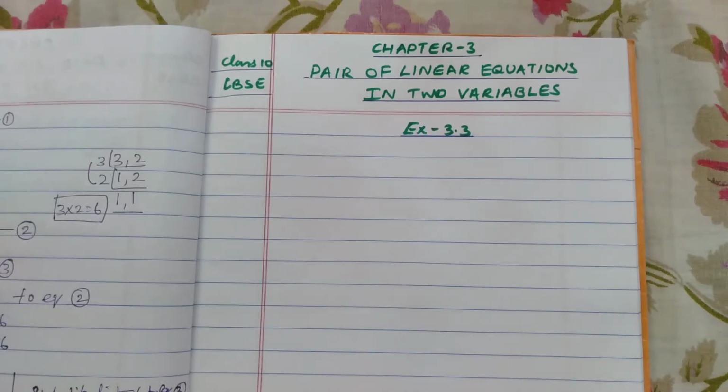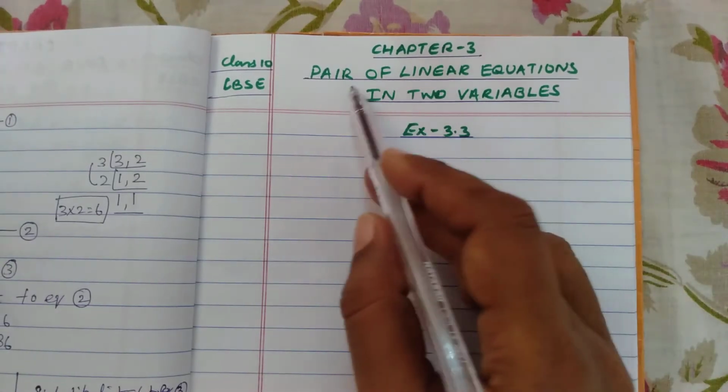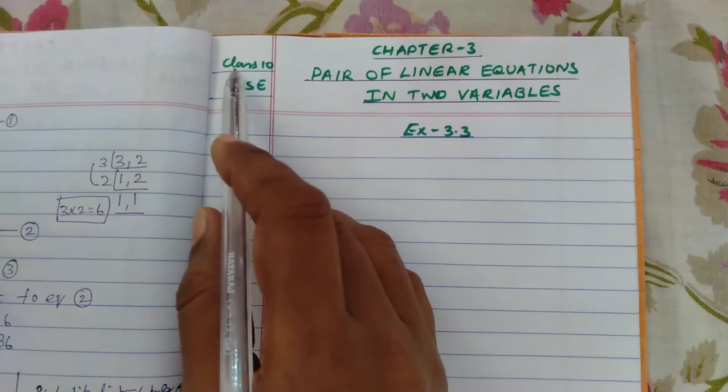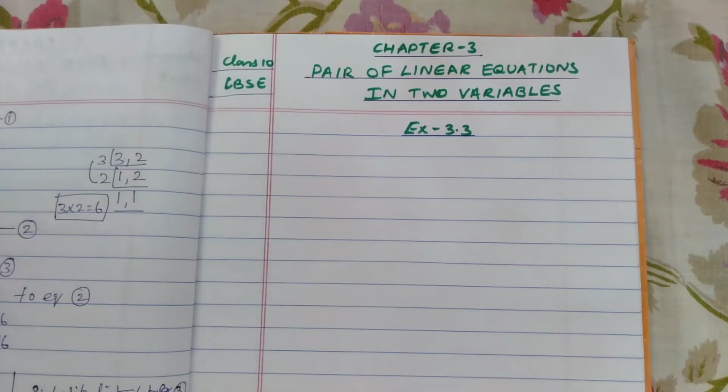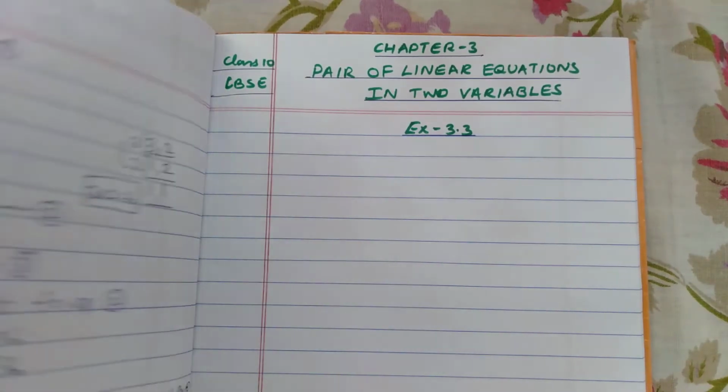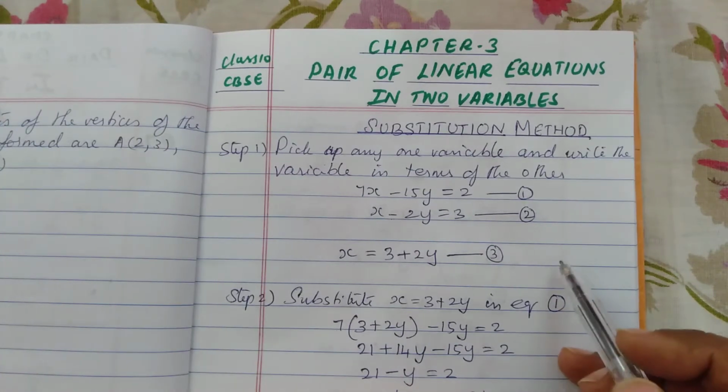And welcome back to NCERT. Today we shall see chapter number 3, pair of linear equations in two variables of class 10 CBSE. In my last video, I gave you an introduction about the substitution method.